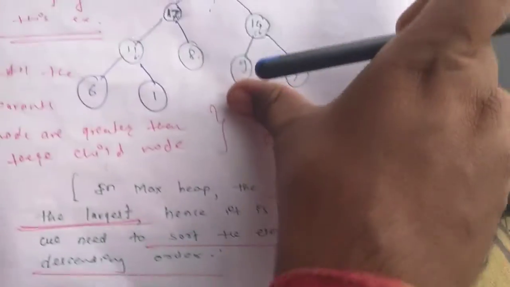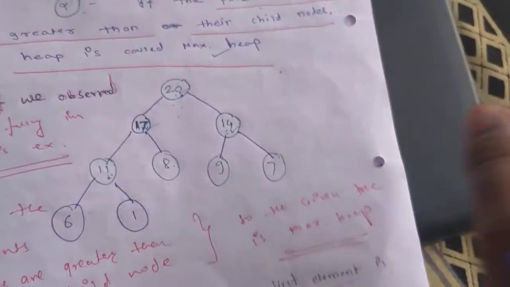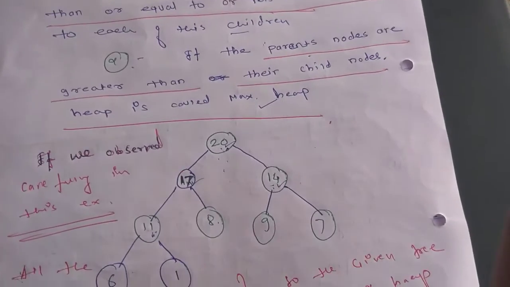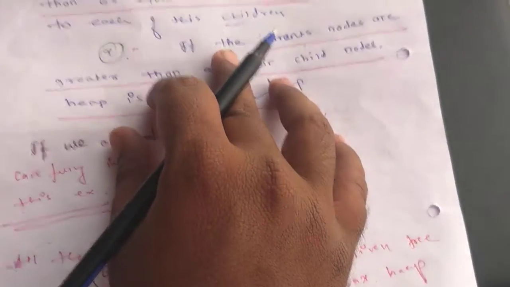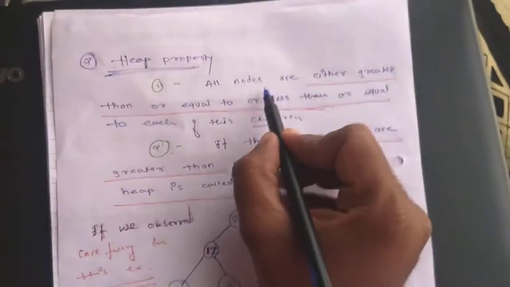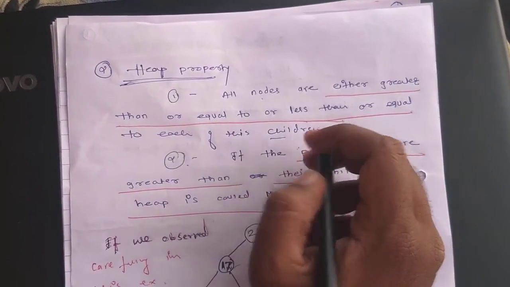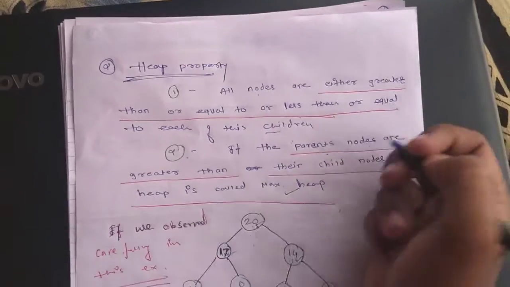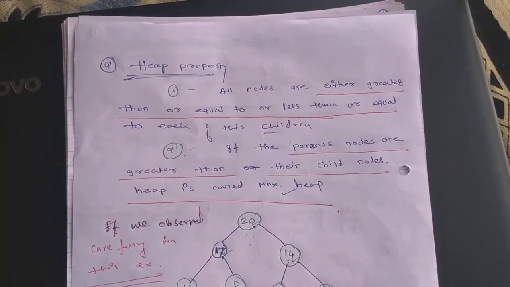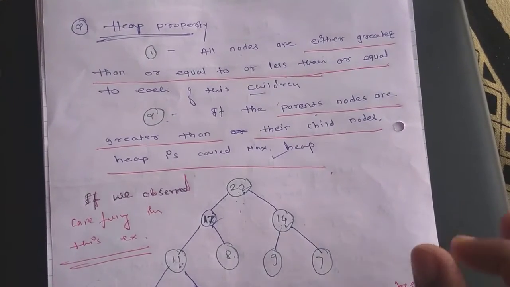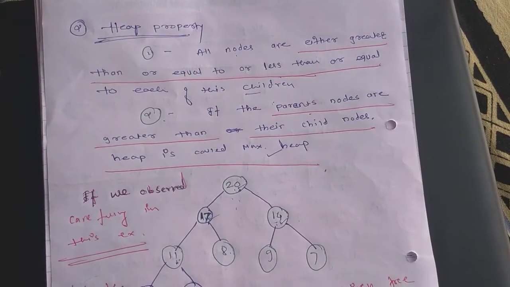So the next property of the complete binary heap tree is the heap property. In heap property, it includes basically three properties. The first one, parent nodes are either greater than or equal to, or less than or equal to its child nodes. The second and third properties are max heap and min heap.